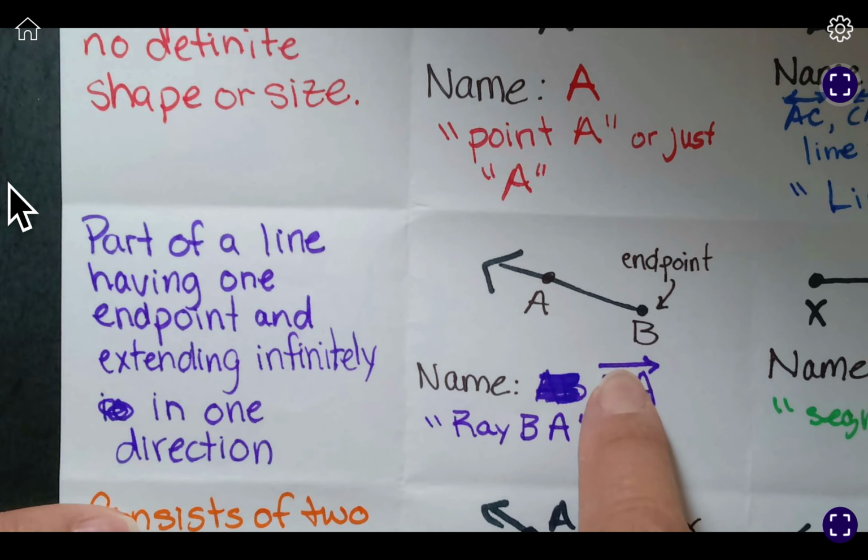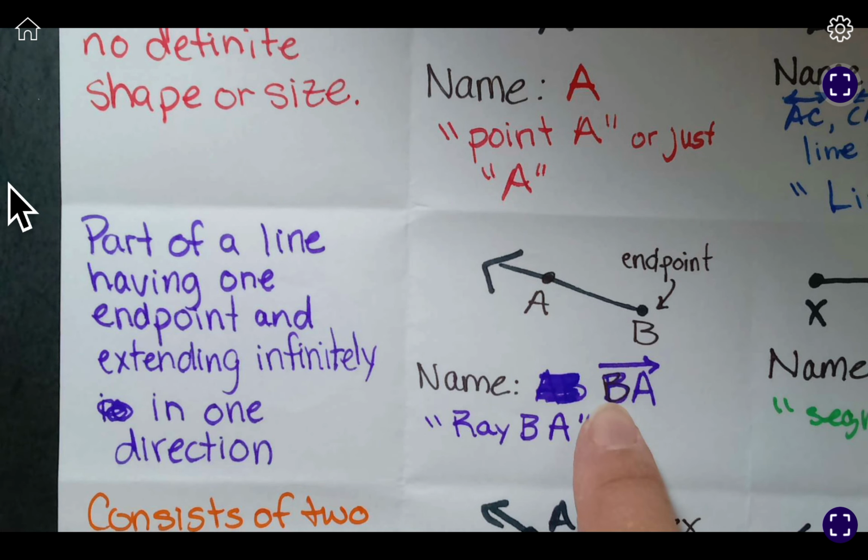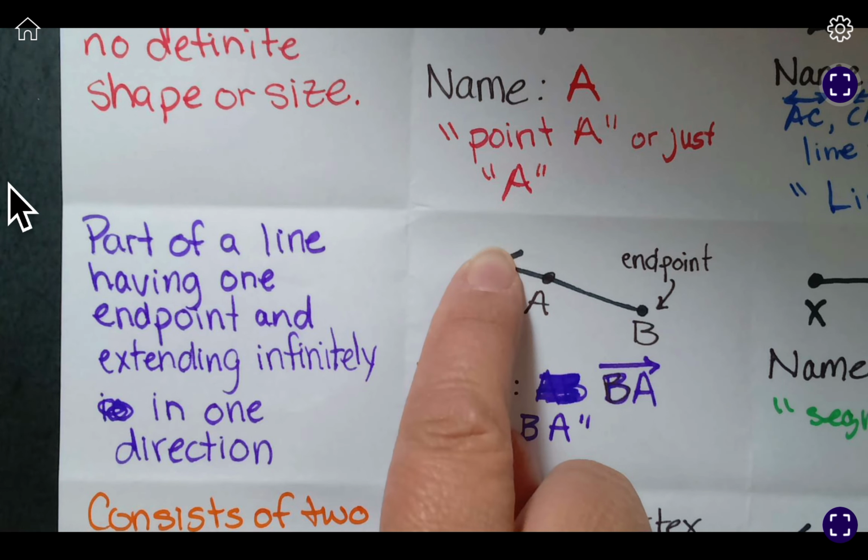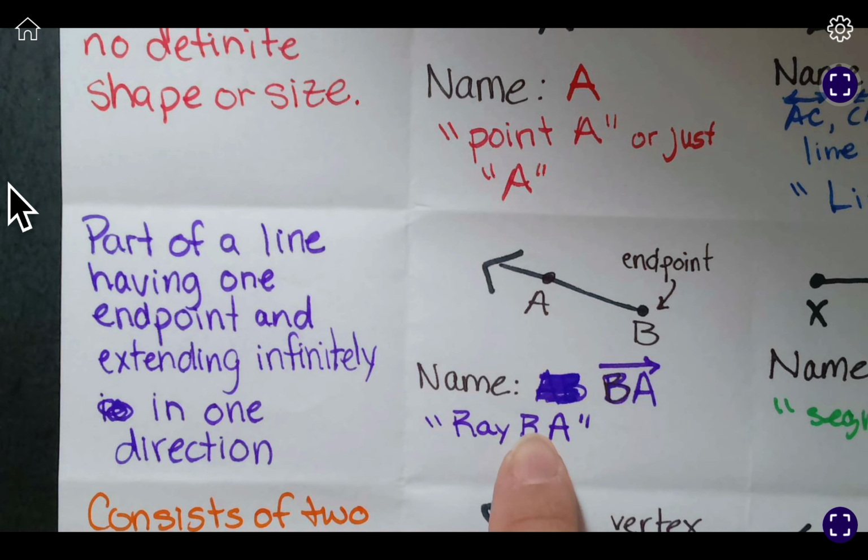Okay? You don't put an and in the middle. It's not B and A. Like if somebody's name is Maria Elena, you don't go Maria and Elena. You say Maria Elena. So this ray is BA. For rays, you must start, this letter here has to be the endpoint, and then any other letter will do. Anything that you have over here would work. And you say ray BA.